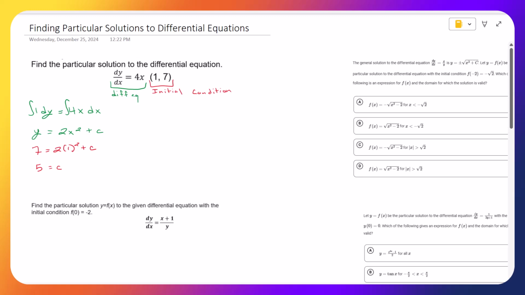And now we can write our particular solution by just putting these two things together. So our particular solution is y equals 2x squared plus 5. And this is our specific solution to this differential equation.